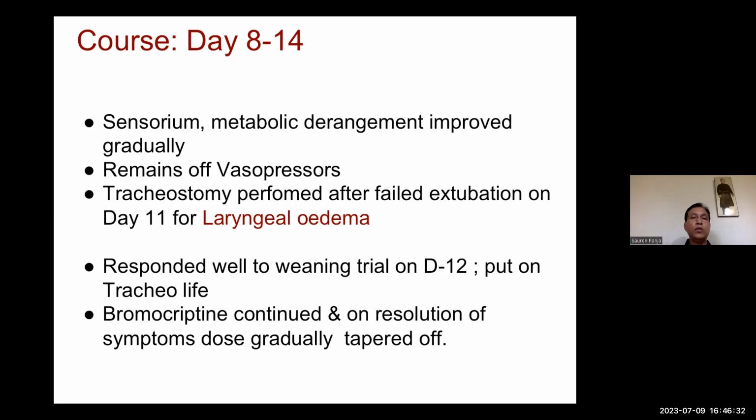So that was what we actually considered. He responded well to the weaning trial on day 12 and was put on the tracheostomy tube, and bromocriptine was continued, and on resolution of symptoms the dose was gradually tapered off.